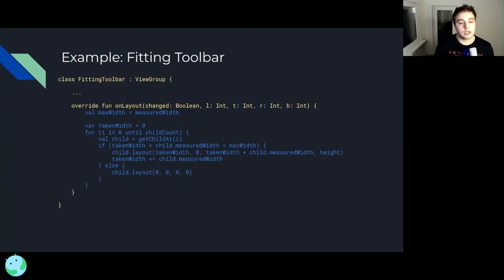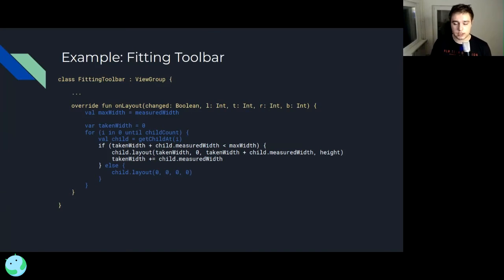Now we have to lay out those views, those children. So you will get this call whenever there's a layout process, and it's called on the toolbar. So we can say max width. So we never want to go above the measured width of this toolbar. Now I set the variable taken width. You can say taken space width or something like that. This is where we're going to figure out how much space is already taken and if the next view will fit into this.